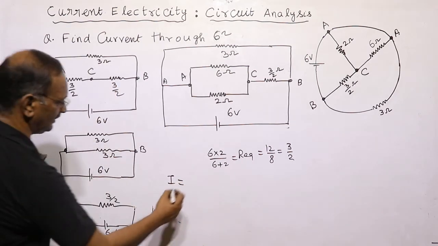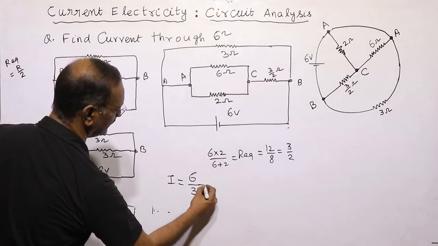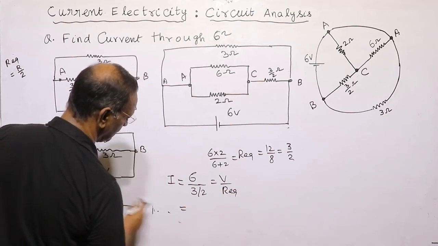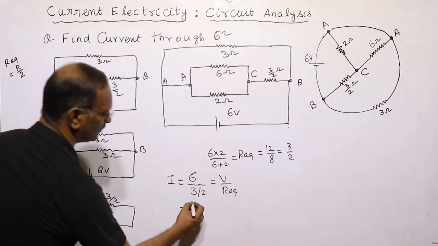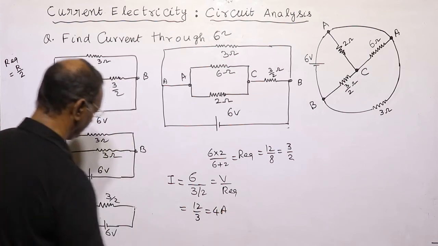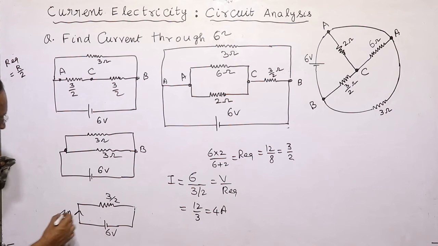Current is equal to voltage divided by resistance, that is V by R equivalent. Voltage is 12, and R equivalent is 3 by 2, so 12 divided by 3 is equal to 4 ampere. So it means the current flowing is 4 ampere here.